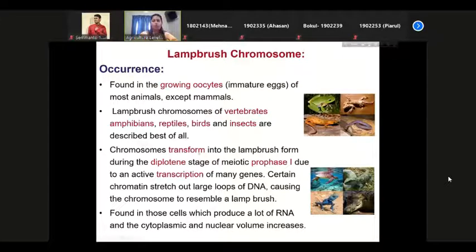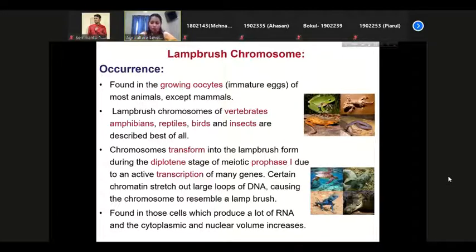Chromosomes transform into the lampbrush form during the diplotene stage of meiotic prophase 1 due to active transcription of many genes. Certain chromosomes stretch out large loops of DNA, which causes the chromosome to resemble a lampbrush. So now we will see how the chromosome converts to the lampbrush shape.